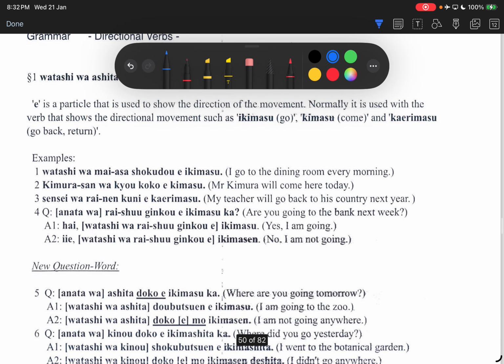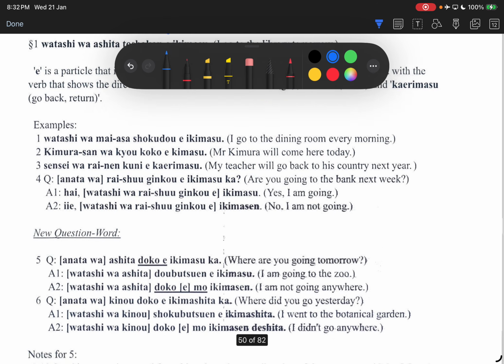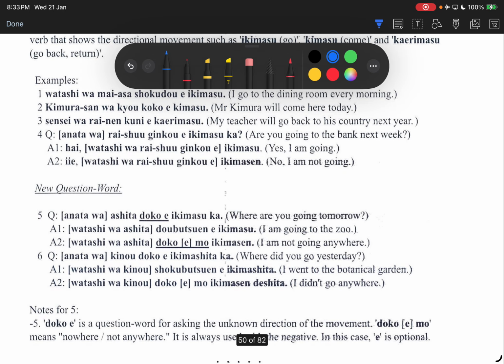Number 4 is a question. 来週銀行へ行きますか? 銀行へ行きます means I go to the bank. So you're asking the person if he's going to the bank. Next, A1 says, はい、行きます. A2 says, いいえ、行きません. Right? Standard, the negative and the affirmative version. 行きます、行きません.